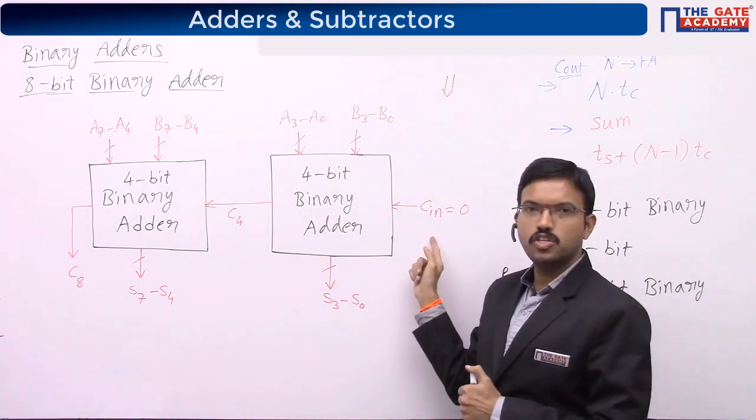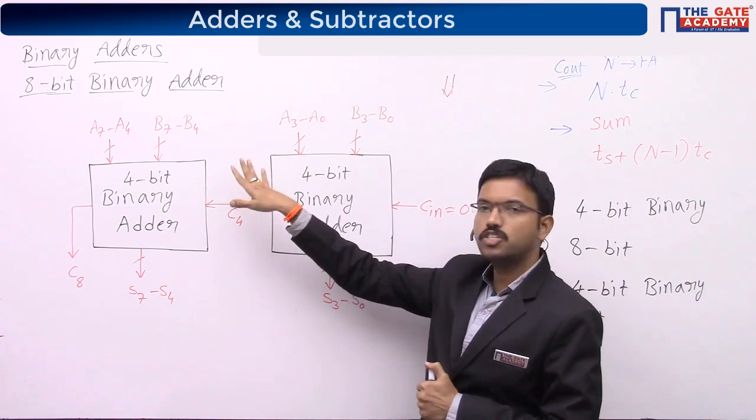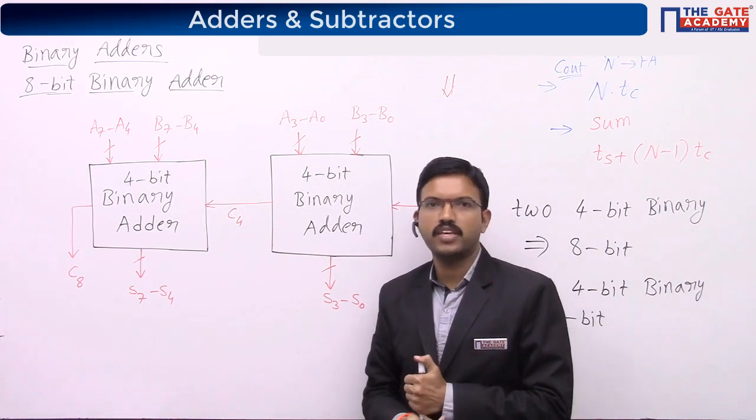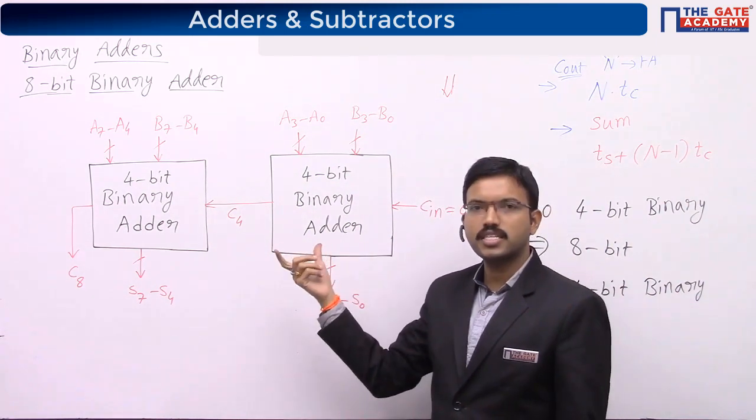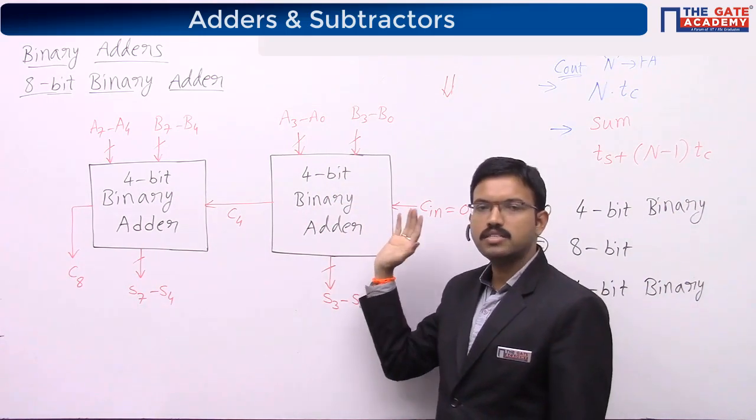Of course, if C input is 0, that means 2 power 8, 256 combinations of zeros and ones will be there, and for each combination of input you have to find out what the output is, what the sum value is, what the carry value is, like that. But the advantage of cascading is that because of it we have implemented 4-bit binary adders just by cascading 4 full adders.